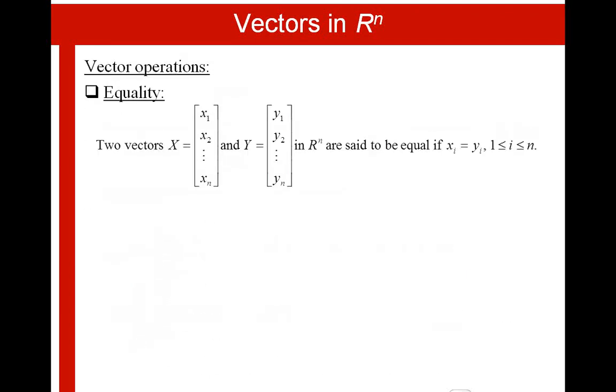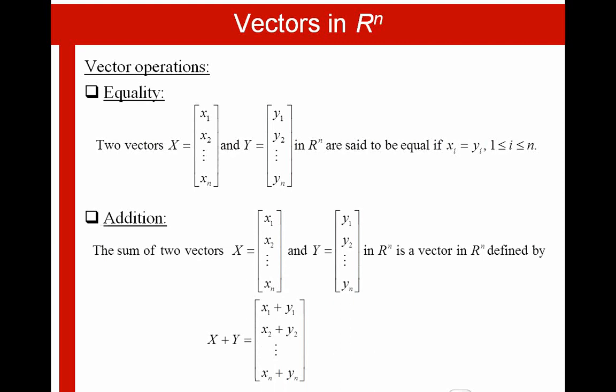Now, what are the operations that can be done with vectors? Two vectors can be equal. Two vectors x and y with components x1, x2, x3, xn, etc. and y1, y2, yn, etc. in Rn are said to be equal if the corresponding elements are equal. In other words, if xi is equal to yi, where i is between 1 and n. So the elements are equal. If all the elements are equal, it means that the two vectors are equal.